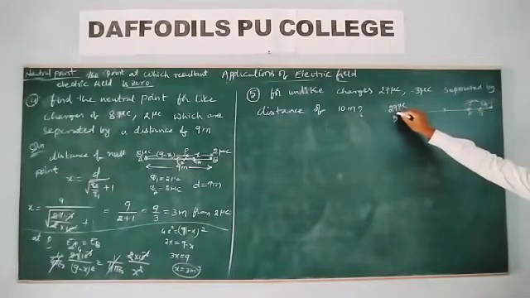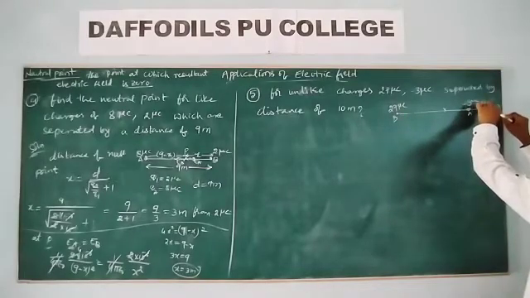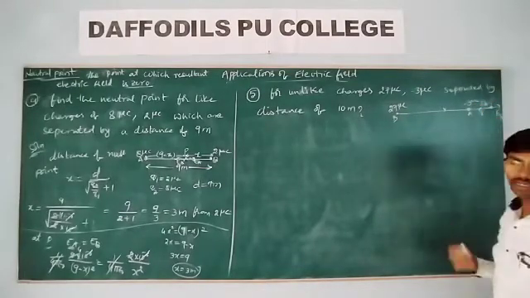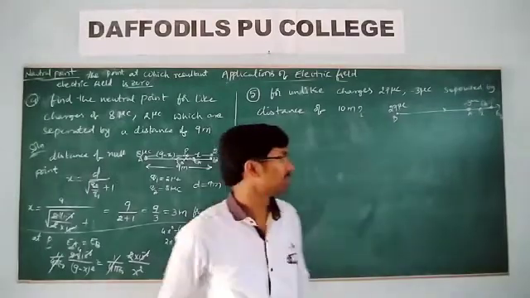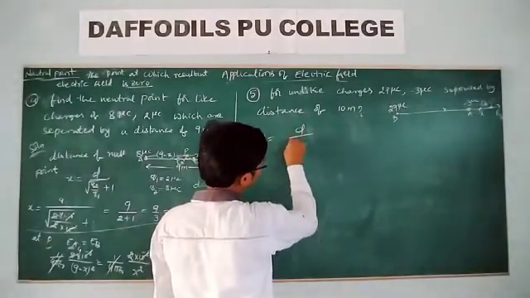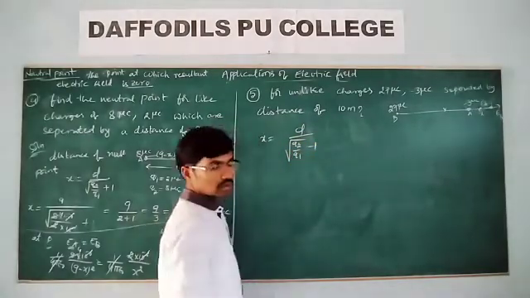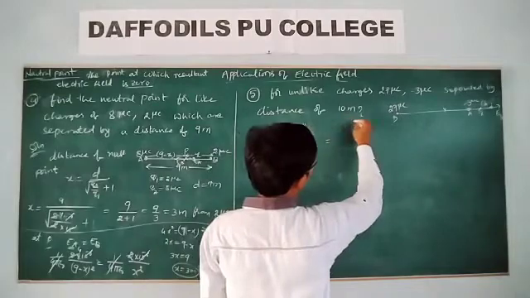EA, and it is a positive charge. Due to the positive charge at this point, what is it? Outward, EB. Again same as that one. Let me substitute the direct formula: x is equal to d by root over q2 by q1 minus 1. So substitute that formula.